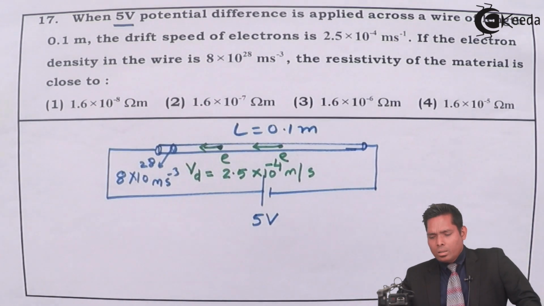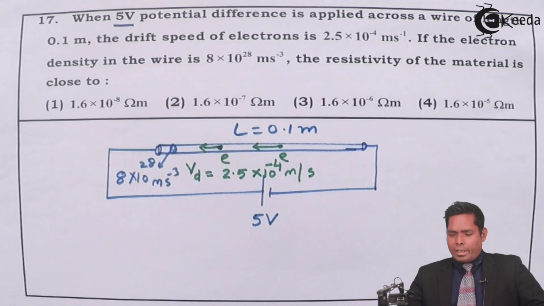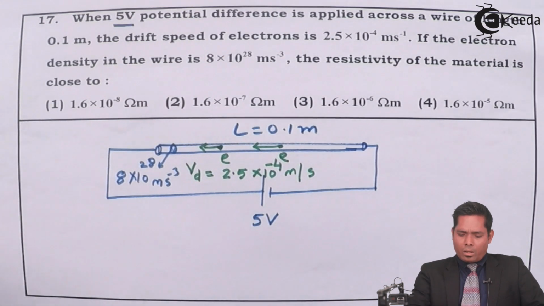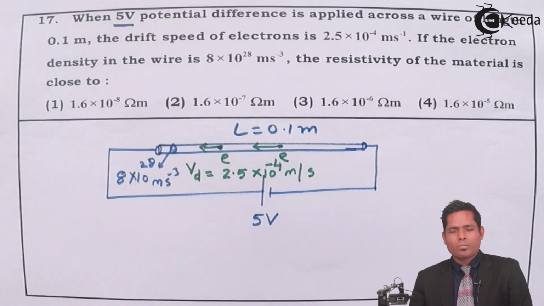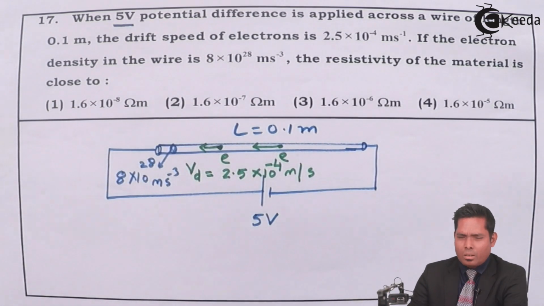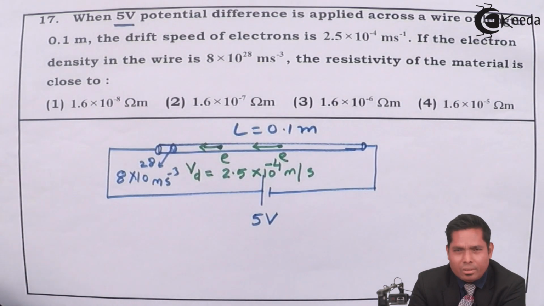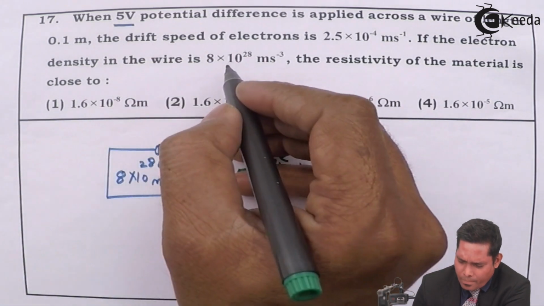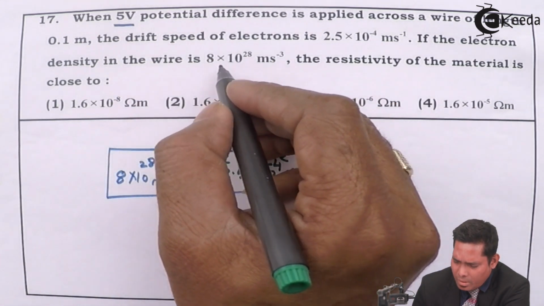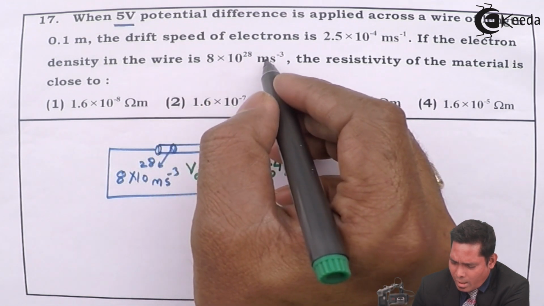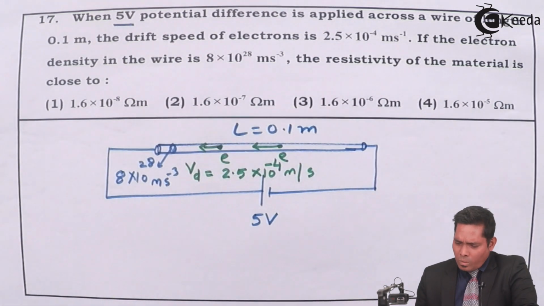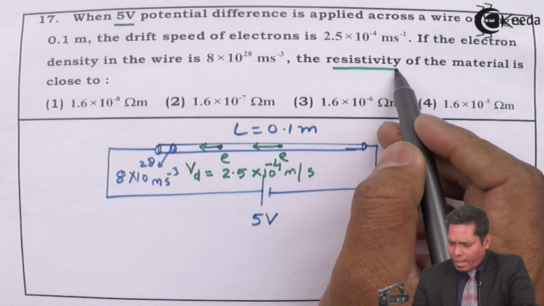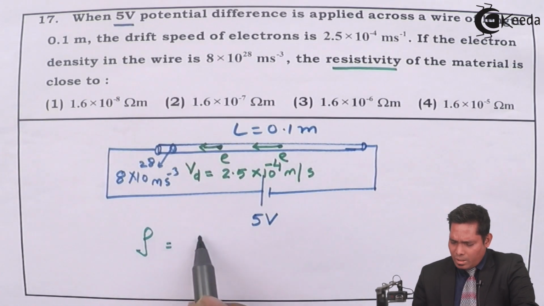This is the electron density. Electron density is the number density, the number of electrons per unit volume. This is 8×10²⁸ m⁻³. Now we're asked to find the resistivity of this.